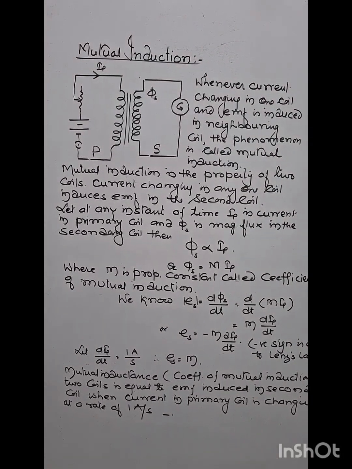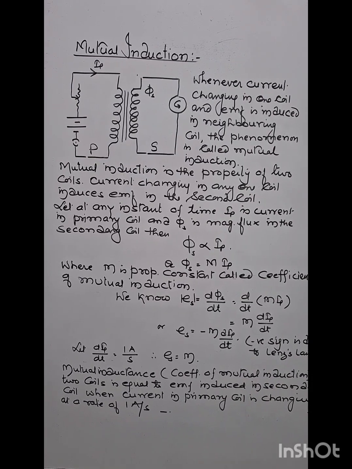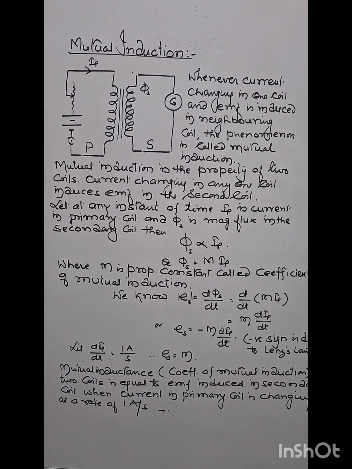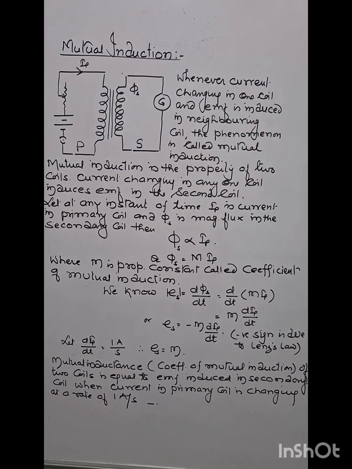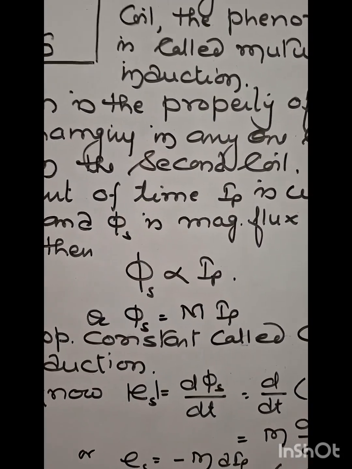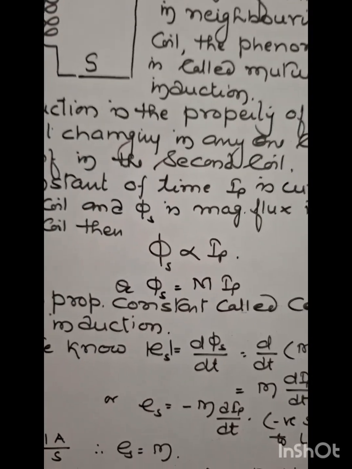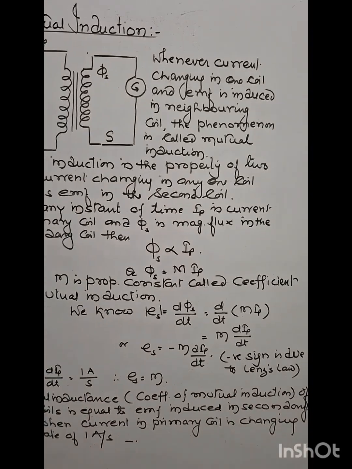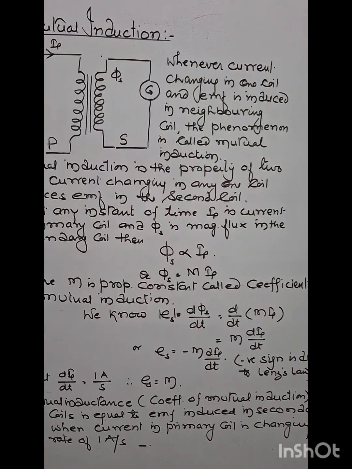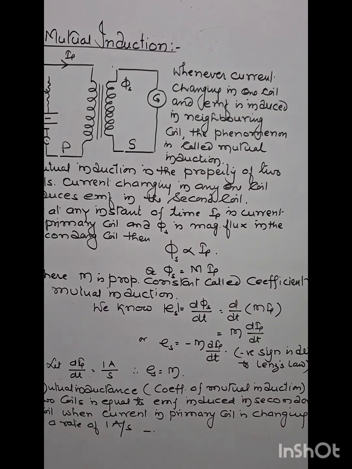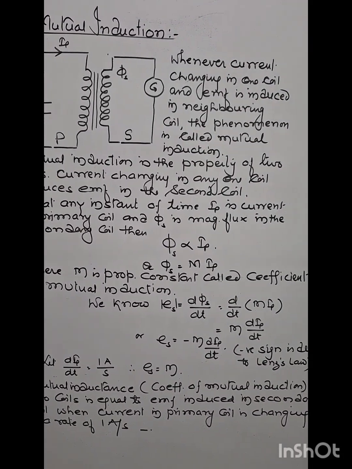Say at any time, current in the primary coil is IP and the magnetic flux linked with the secondary coil is phi s, then phi s is proportional to IP, or phi s is equal to M into IP. What is M? M is called the coefficient of mutual induction.